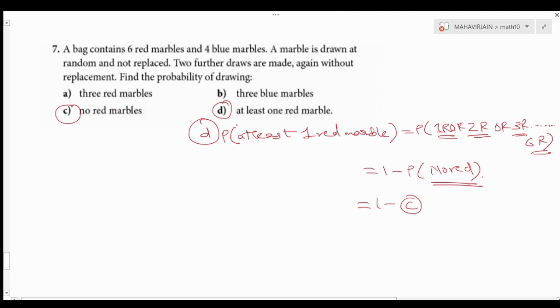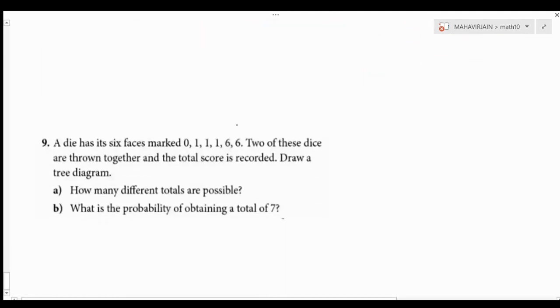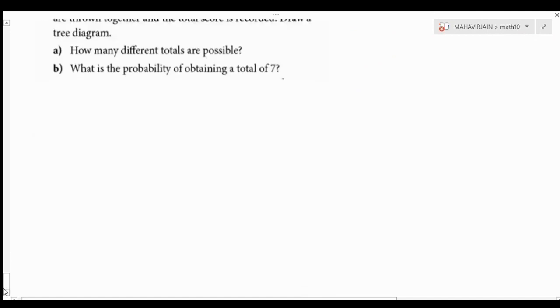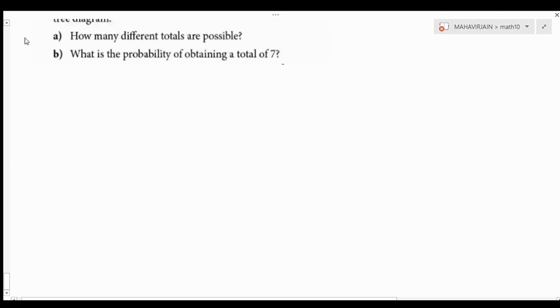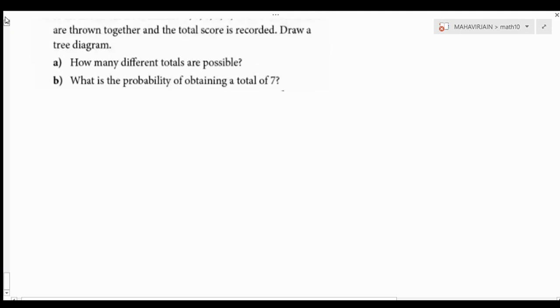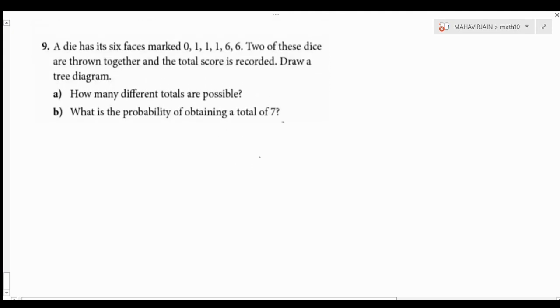Done. Okay. Now the next one, the dice. Here you have a dice. Now this is, I won't say very confusing, but a little tricky, so just try to understand it. A die has its six faces marked as 0, 3 are ones, and 2 are sixes. Two of these dice are thrown together, and the total score is recorded. Okay, fine. Draw the tree diagram.